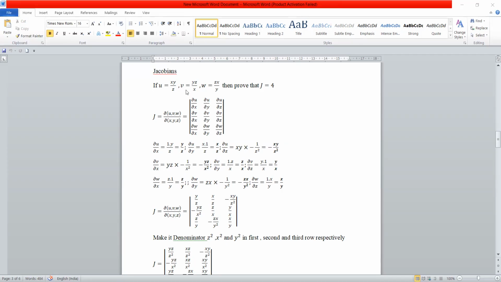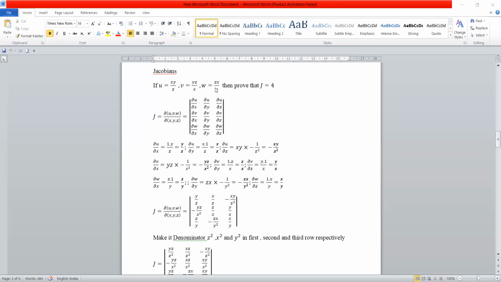So differentiate v with respect to x. Keep yz as it is. 1 by x, differentiation is minus 1 over x square. So on simplification, we get minus yz by x square. So differentiate v with respect to y, differentiation is 1. So 1 into z divided by x. So we get z by x. Differentiate v with respect to z, differentiation is 1, y into 1 divided by x. So y by x.